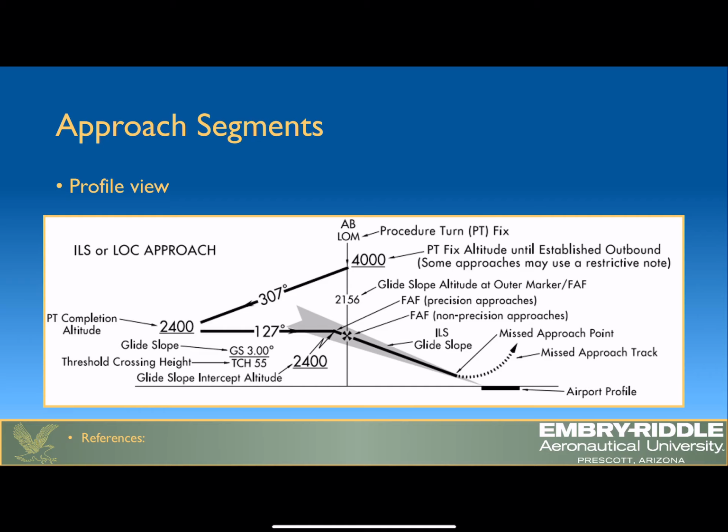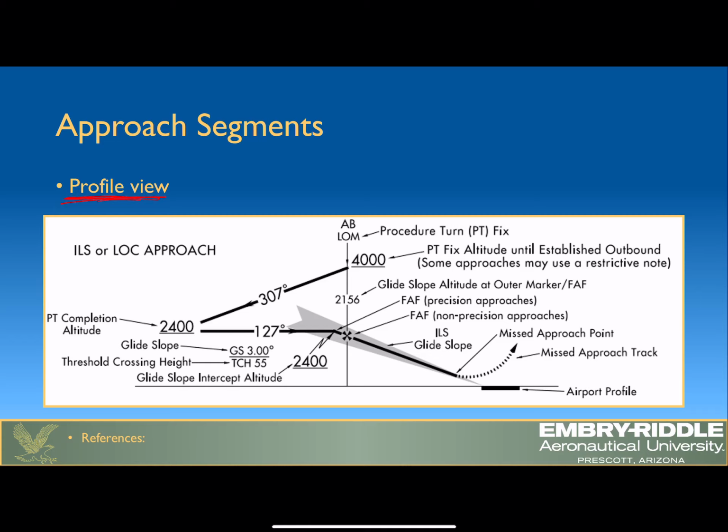So for the approach segment, this is what we call the profile view on your approach plate, and this is a legend telling you what each part is, just giving you an idea of what each segment is going to look like if you were looking at it from the side. It defines all the very important parts of your instrument approach. So if you ever get confused about what each symbol represents, looking up the legend for an approach plate and looking at the profile view can really help you out.